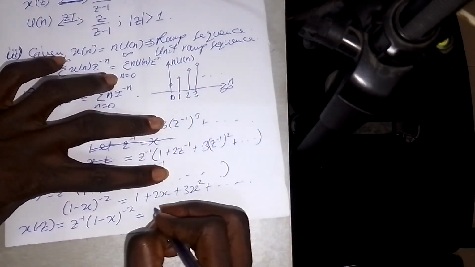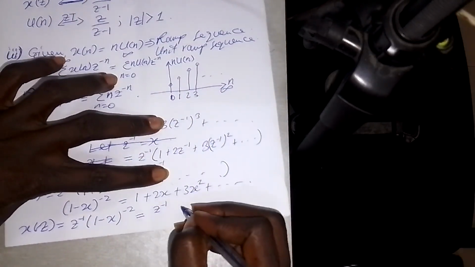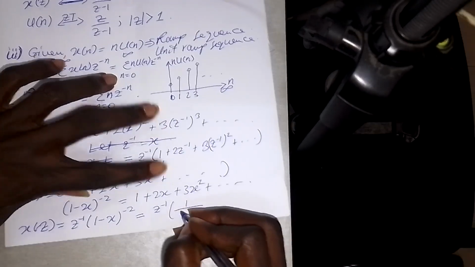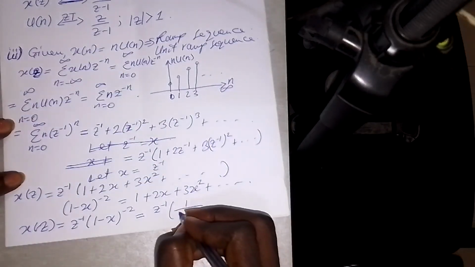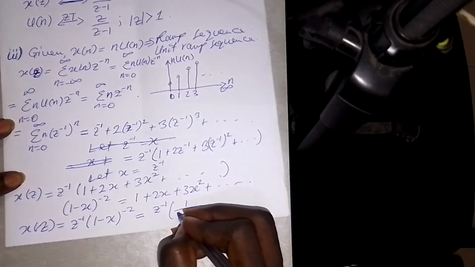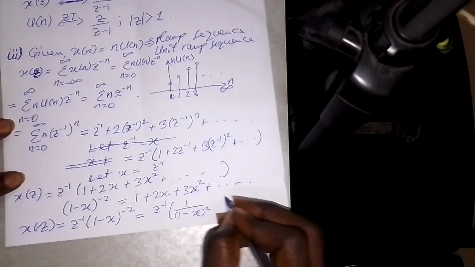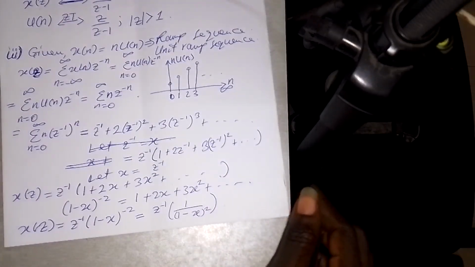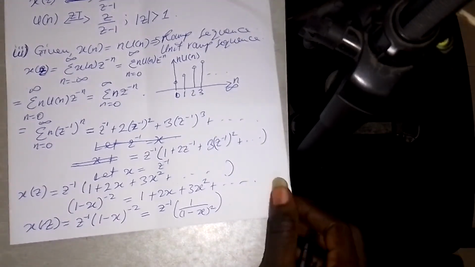It is equal to z inverse into 1 over (1 minus x) all squared. Okay, it's equal to this. So now if we have this one, then let's move on from here.